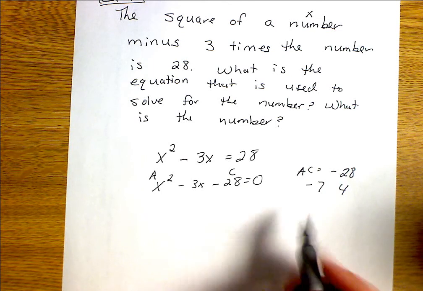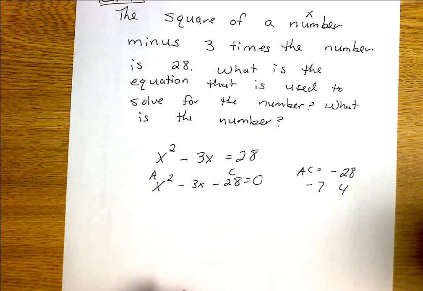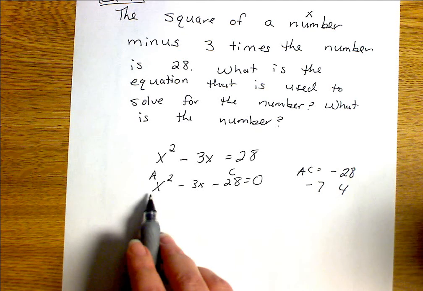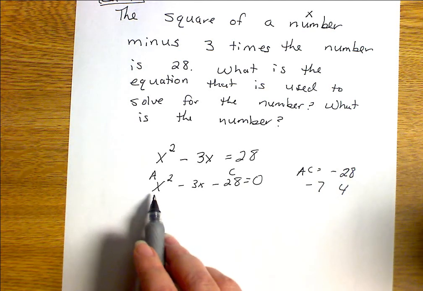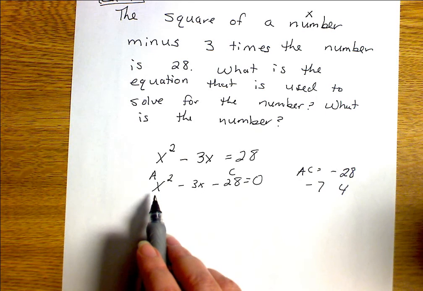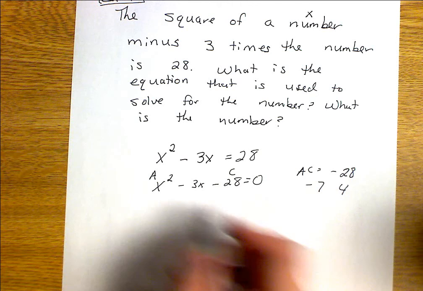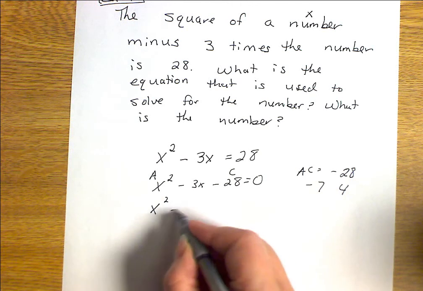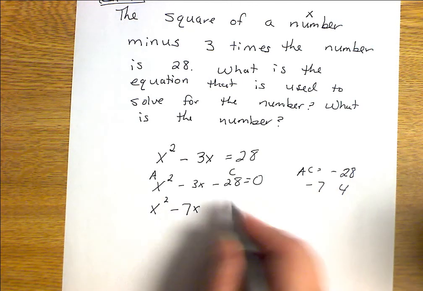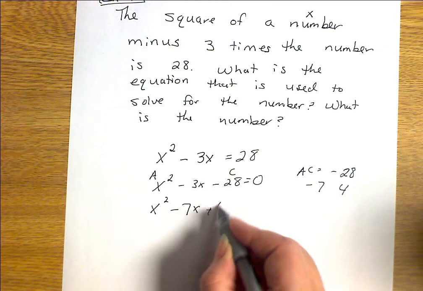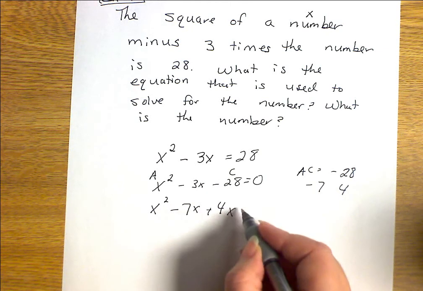Now, at this time, some of you can jump right to the answer. Some of you know what the answer is at that point, especially when A is 1. If you can jump to the answer, that's great. But if not, I'm going to continue a few more times doing it out the whole way. So you rewrite it going x squared minus 7x plus 4x.